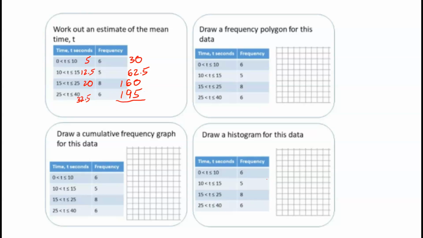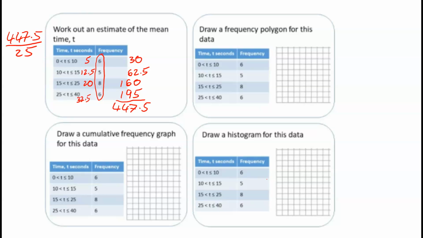Add all those together. So 195, add 160, 62.5, add 30. And once you've got your total, you then have to divide by the total number or the frequency. So I need to add that column up as well. So we've got 6, add 5, and so on. Right, okay, so 25. So our estimated mean is going to be 447.5 divided by 25.